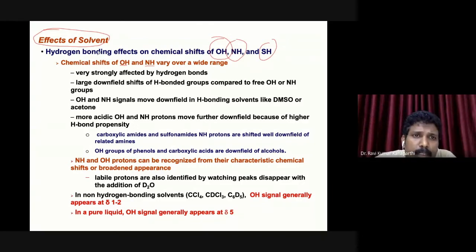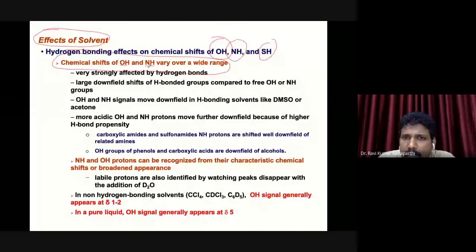Now, the first and foremost point is that the NH and OH protons will be found in a wide range. You cannot find them at a specified position. You will find them anywhere in between some region, and I will discuss those regions. This is primarily because they are prone to being involved in hydrogen bonding. That is the primary thing.